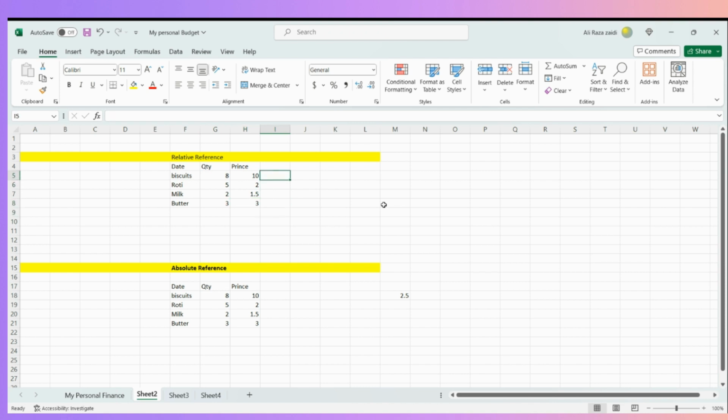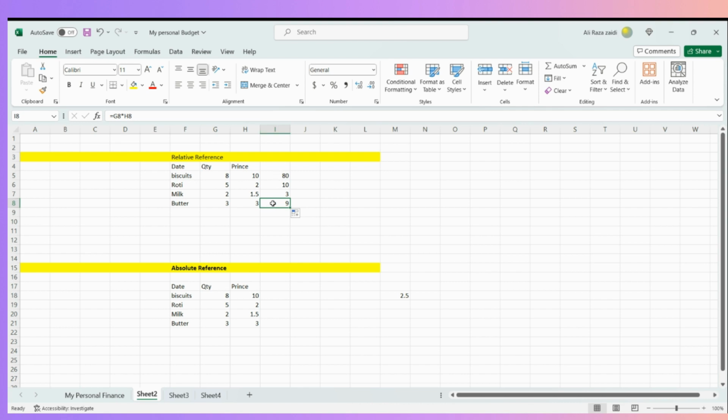So if I use the simple formula, for example, I put this multiplied by 10, it calculates 80 dirhams. And if I drag this below, it similarly calculates the rest of the lines. And if I select each value, you can see it automatically changes the relative reference of a cell.